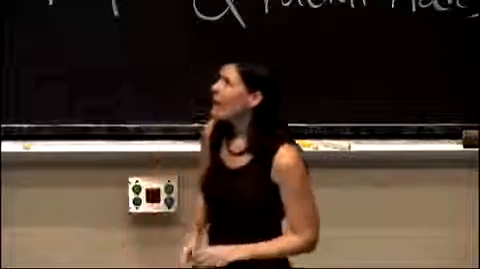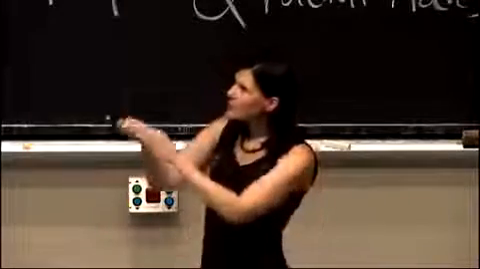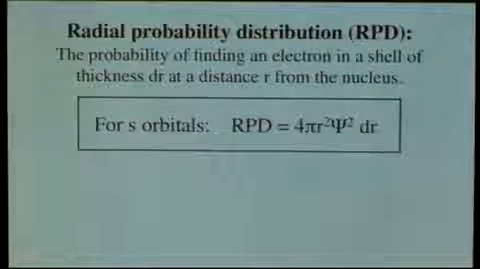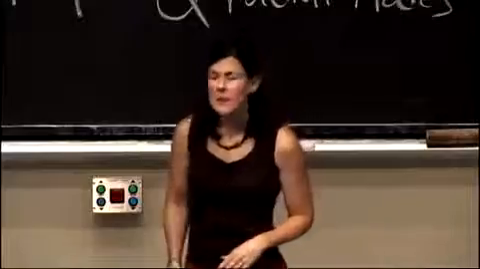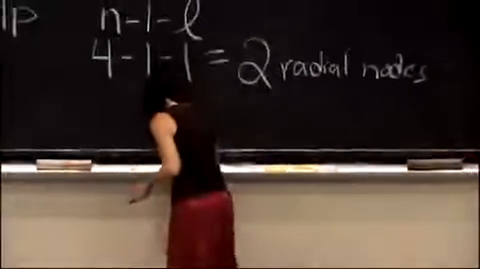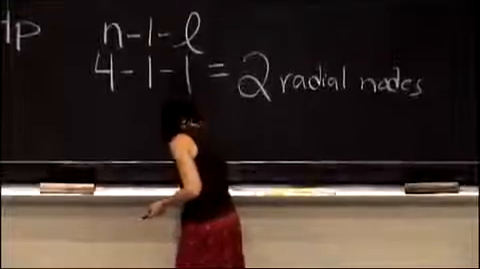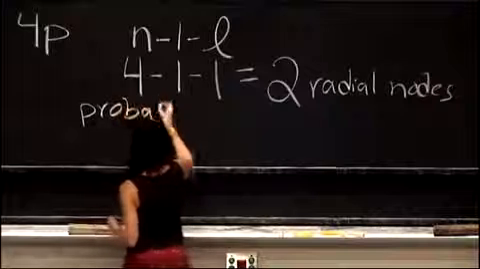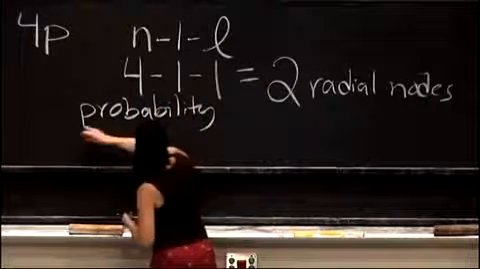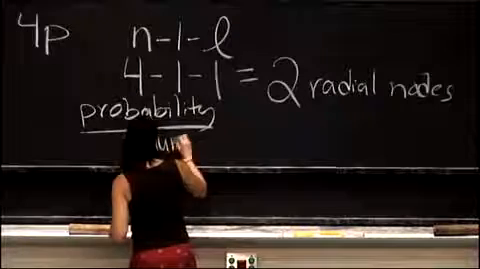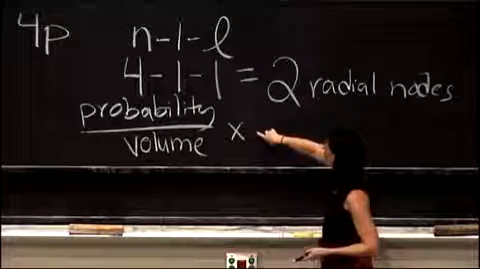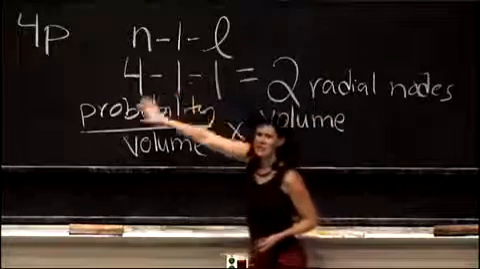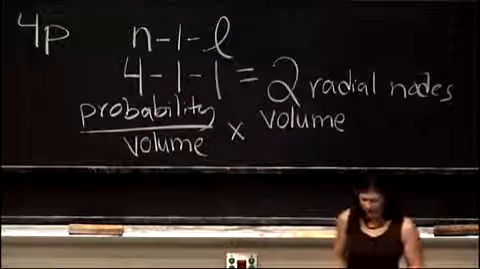So we can do that by using this equation, which is for s orbitals, where the radial probability distribution is going to be equal to 4 pi r squared times the wave function squared, dr. That should make sense to us because when we talk about a wave function, we're talking about a probability divided by a volume, because we're talking about a probability density. So if we multiply it by the volume of our shell, then we end up with just probability, which is kind of a nicer term to be thinking about here.